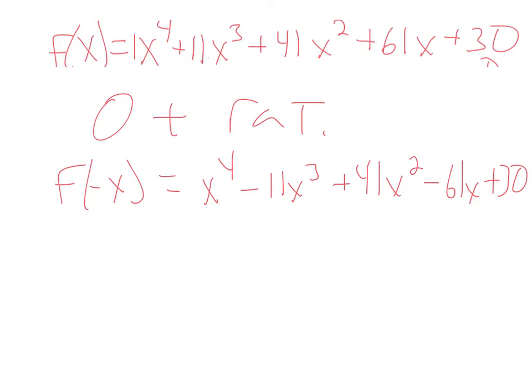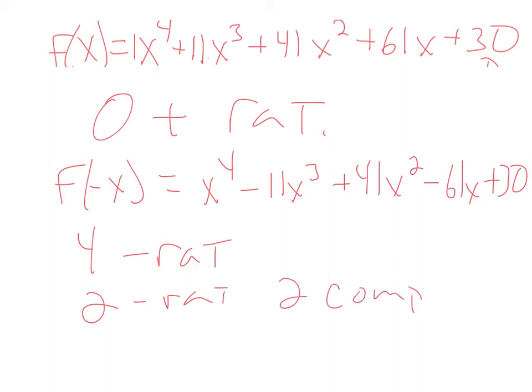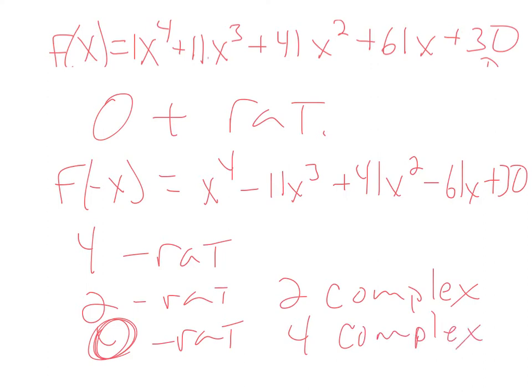So it could be that I'm going to have 4 negative rational roots, or I could have 2 negative rational roots along with 2 complex roots, or I could have 0 negative rational roots and 4 complex roots. So now we're going to go back and hopefully we're going to get at least 2. We'll have to use those P over Q ones. We know they're all going to be negative, so that kind of eliminates half of our choices.